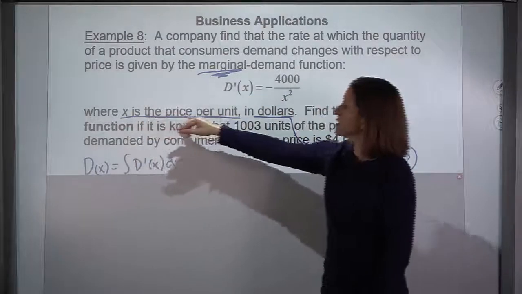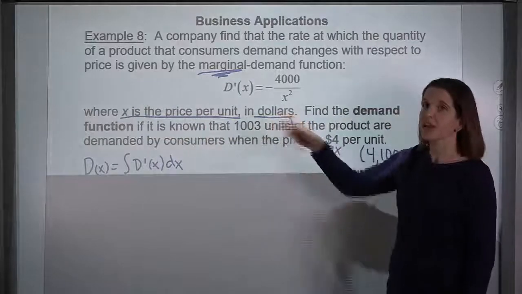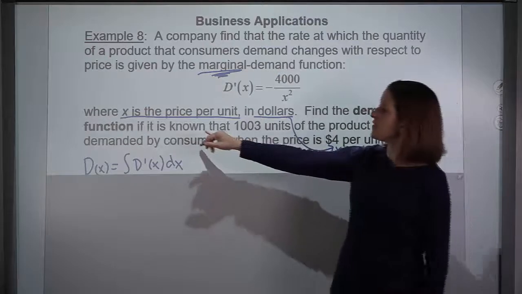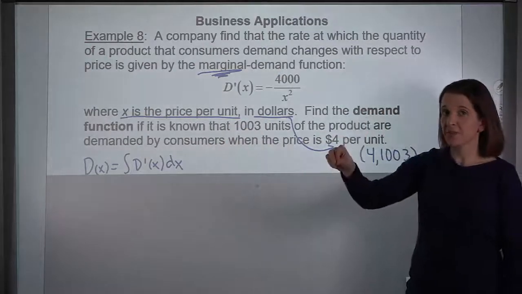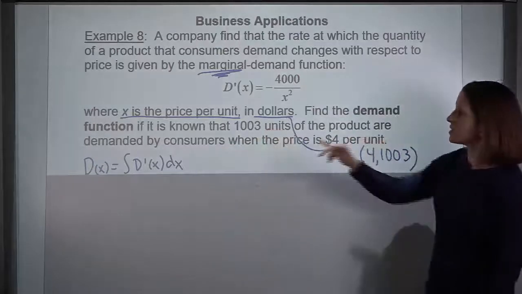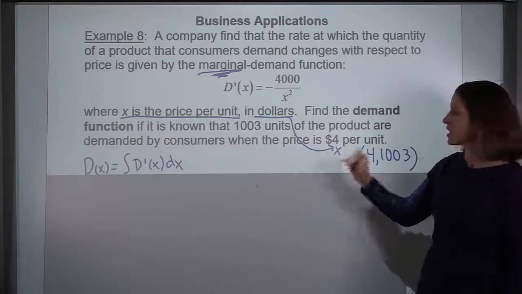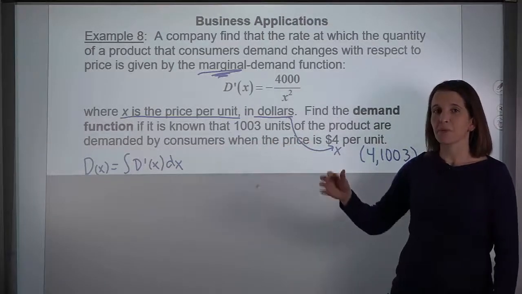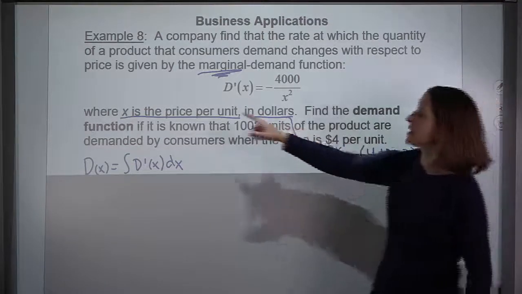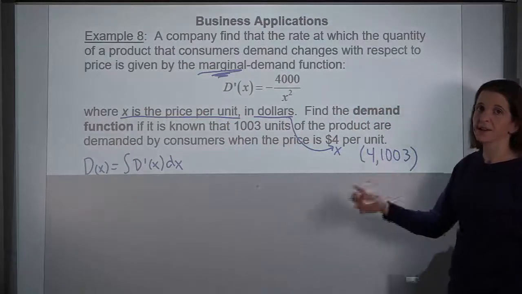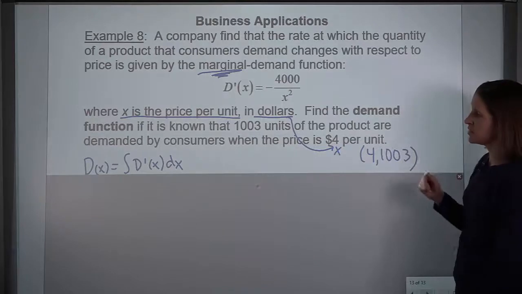The x is the price per unit in dollars, and that's going to be important because when you keep reading, find the demand function if it is known that, so some extra piece of information that helps you solve for c, 1,003 units of the product are demanded by consumers when the price is $4. Students know that's supposed to be an ordered pair, but they get mixed up on what the order should be. So go back and it says x is the price per unit in dollars. So immediately the 4 is my x, and so the other thing must be my y, the 1,003.